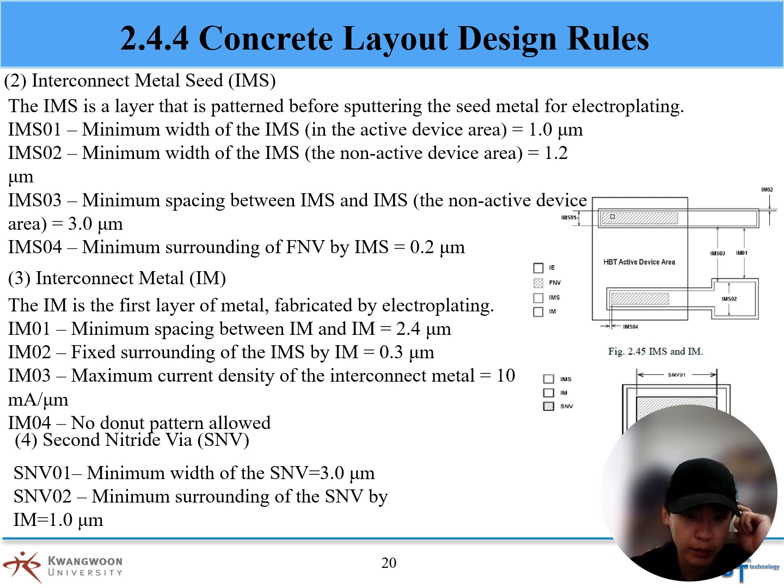The third is IM. The minimum spacing between IM and IM is 2.4 micrometer. The fixed surrounding of the IMS by IM is 0.3 micrometer. The maximum current density of the interconnect metal is 10 mA per micrometer. There is no donut pattern allowed. The fourth is the SNV. The minimum width of the SNV is 3 micrometer. The minimum surrounding of the SNV by IM is 1 micrometer.